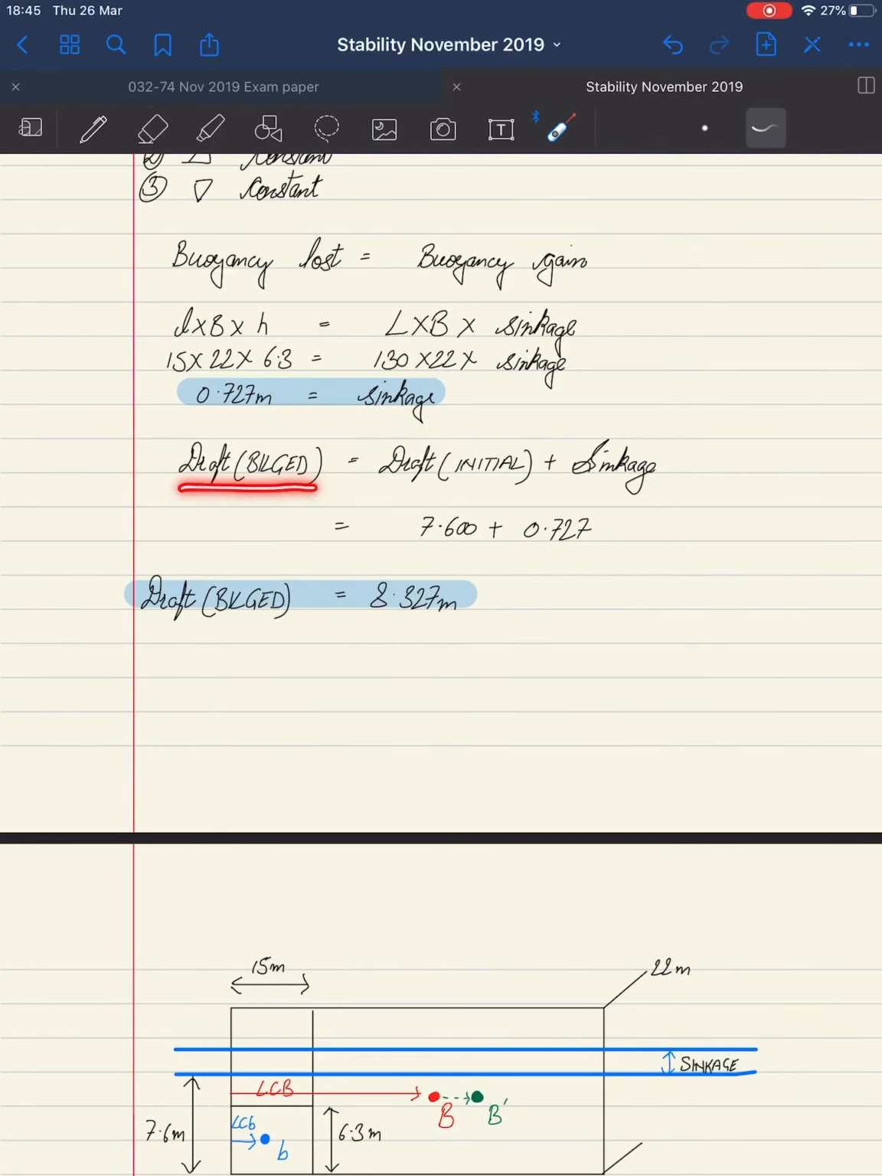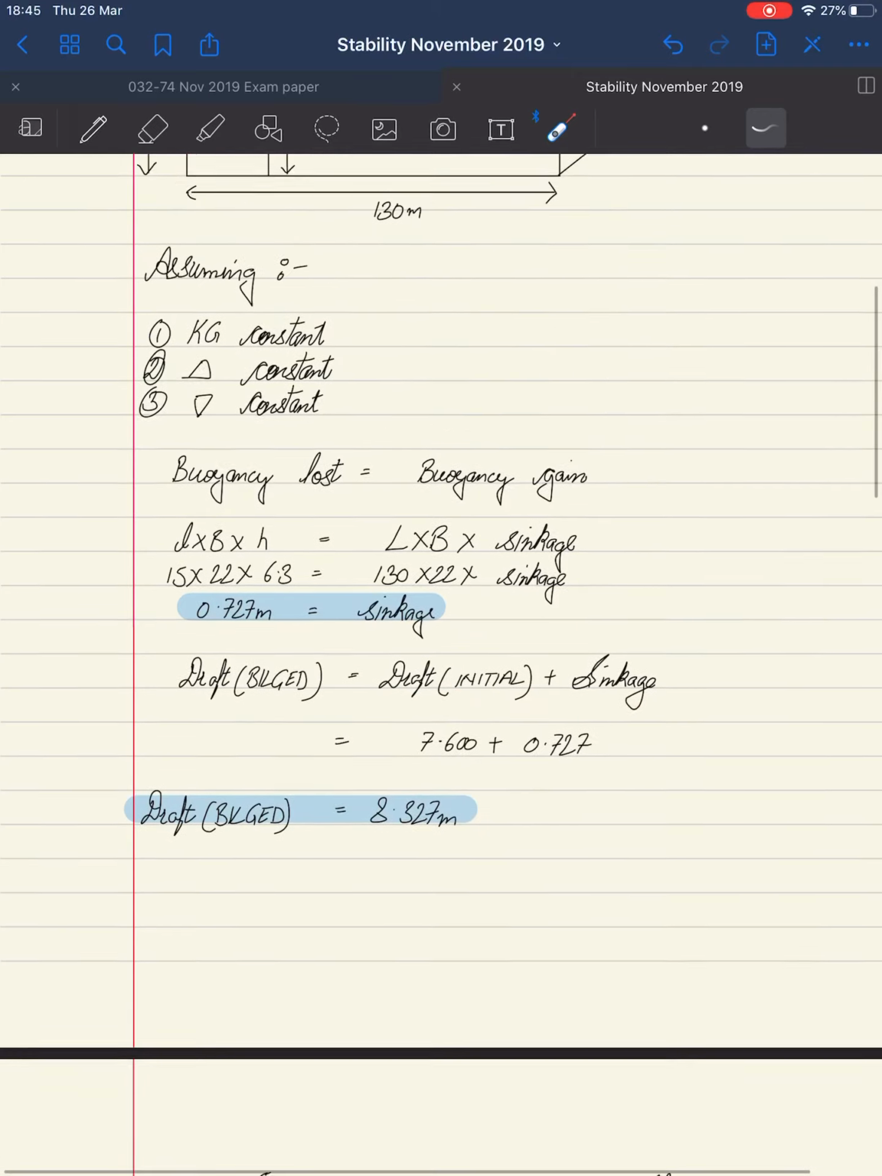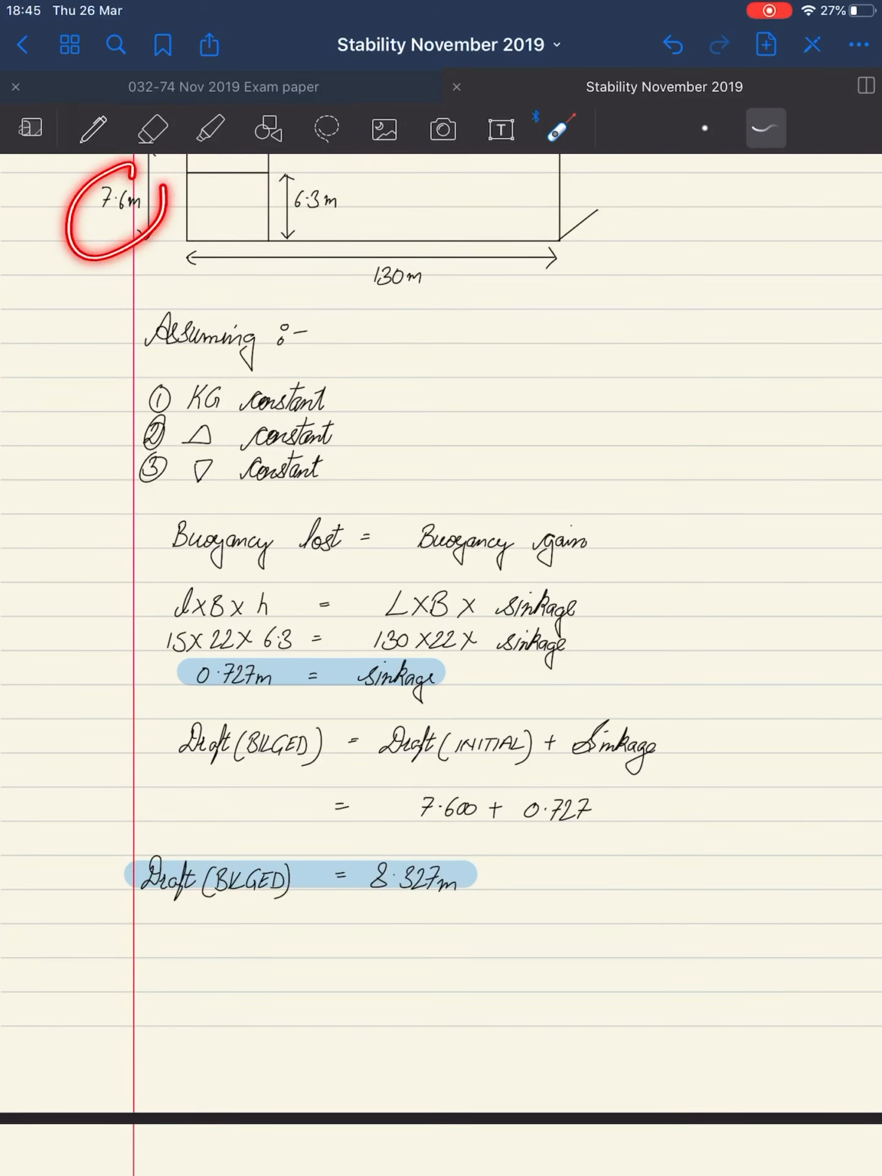Draft bilged is equal to initial draft plus sinkage. We know our initial draft was 7.6 meters, plus sinkage 0.727 meters. So our draft bilged is equal to 8.327 meters. This is the first step.